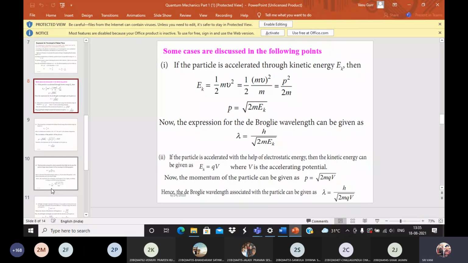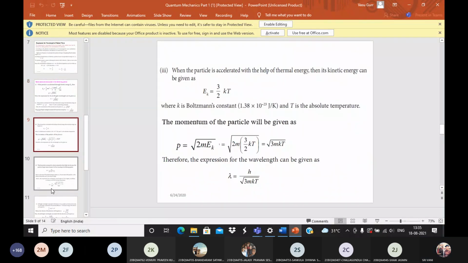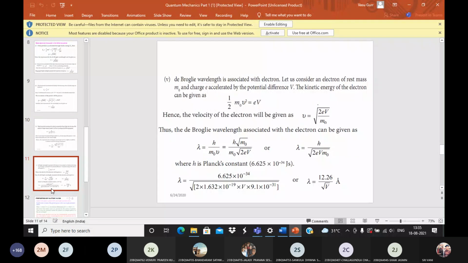Okay, now h by root of 2mqV. Suppose we substitute the h value 6.62 into 10 power minus 34 by square root of 2 into, here we have taken the mass of the electron 9.11 into 10 power minus 31 and electron charge 1.63 into 10 power minus 19. If we simplify all the coefficients except potential, then finally we will get the formula 12.26 by root V.